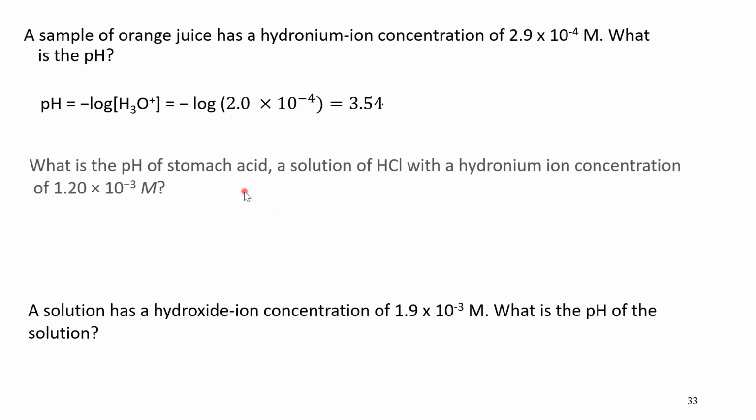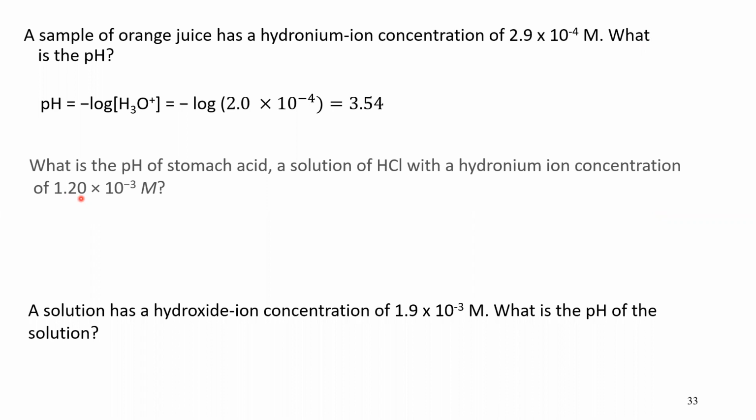All right, so let's look at the second one. We have some stomach acid. Okay, we're told that the hydronium ion concentration is 1.20 times 10 to the minus 3, and we want to calculate the pH of stomach acid. So go ahead and calculate the pH for stomach acid. Now, think about significant digits. There are 3 significant digits in the concentration. That means we want 3 decimal places in the pH.